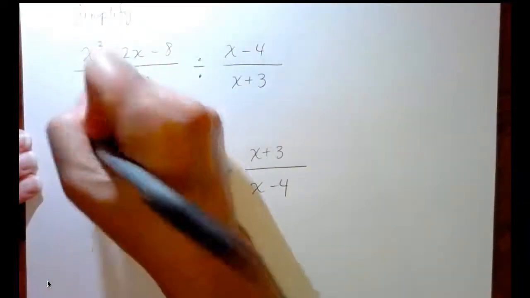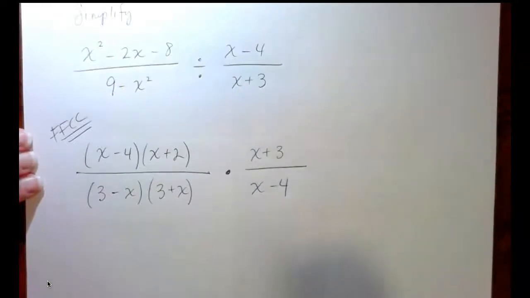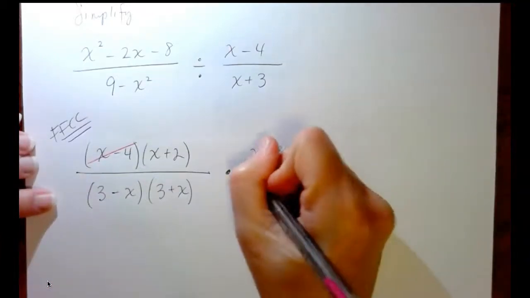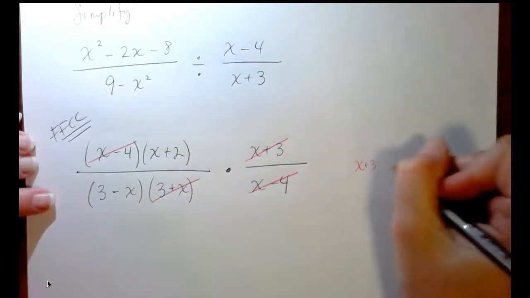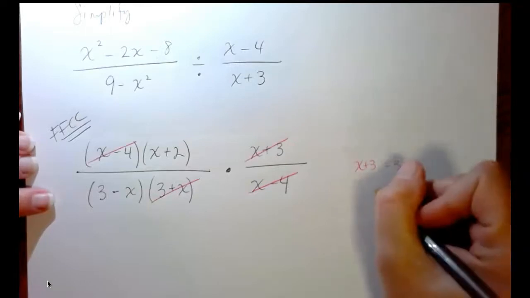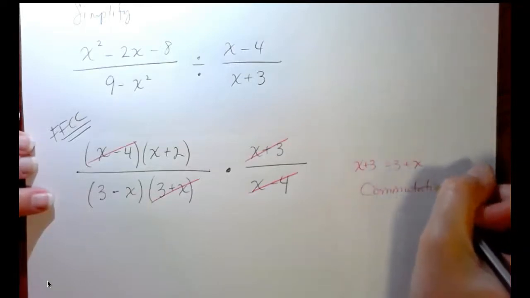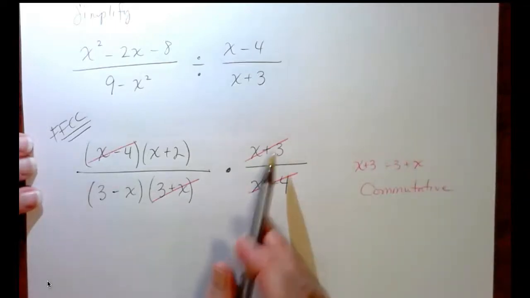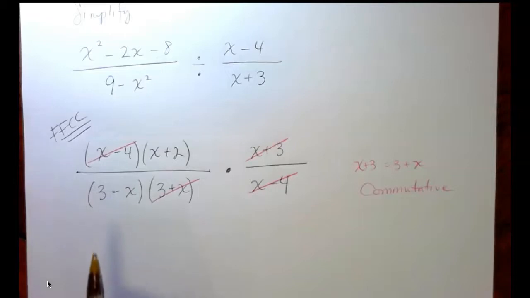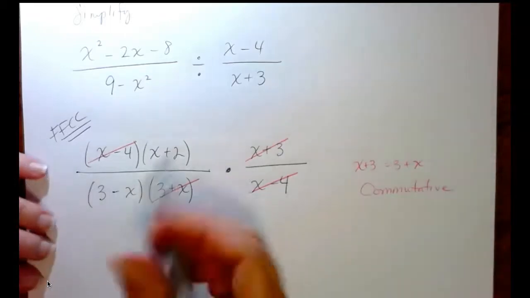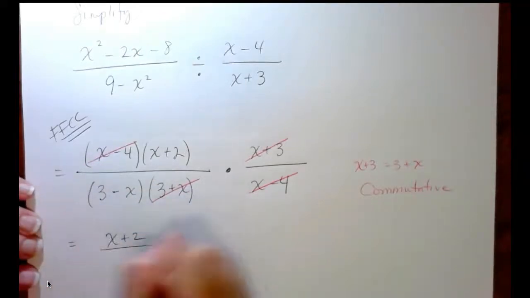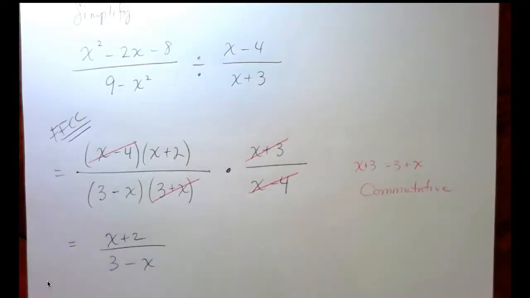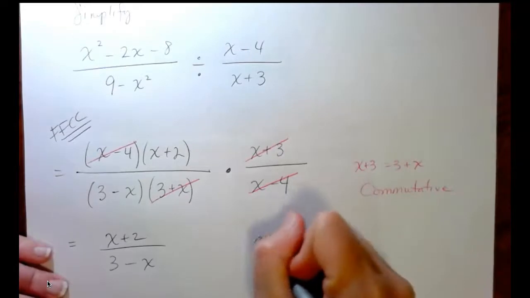That, of course, is the FFCC rule. Now we can cancel an x - 4 with an x - 4, an x + 3 with a 3 + x. Remember, x + 3 and 3 + x are exactly the same thing by the commutative property of addition. So if we had an x - 3, we would cancel it with 3 - x, and a -1 would pop out. So all that remains for our final simplified result here is (x + 2) over (3 - x). Let's talk about our restricted values for just a moment.